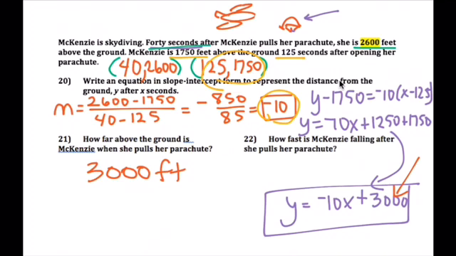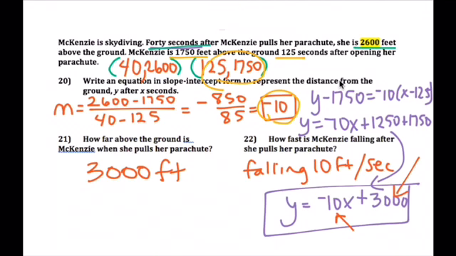Okay, how fast is she falling after she pulls her parachute? So after she pulls her parachute, how many feet per second is she dropping? And that's what the slope tells us. It tells us the rate of change. So she's falling 10 feet per second. And that's how fast she's going. So again, just going back to using our ordered pairs and writing equations of lines, that's something that we're still doing, and we're still looking at how each piece of the equation affects the graph.